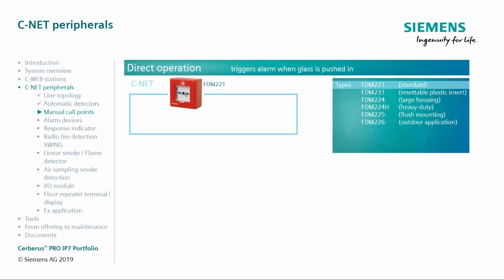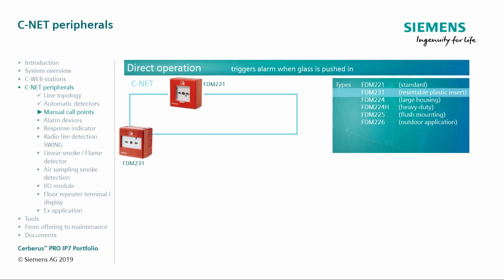We have a wide range of manual call points that use both direct and indirect operation. First, we'll look at the call points in the direct version. The standard manual call point with built-in alarm indication is available in different colors. All parts of this product have to be ordered separately.